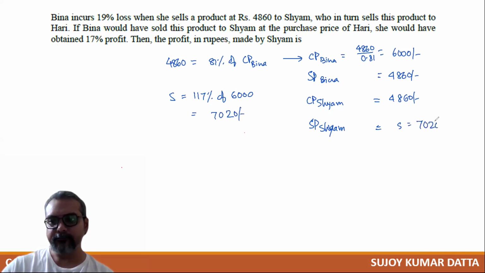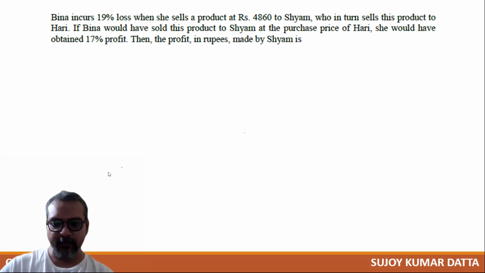So they're asking the profit of Sham. So it's a difference of these two. So if I subtract them, I get 2,160. So that is the answer. All right. Moving to the next one.